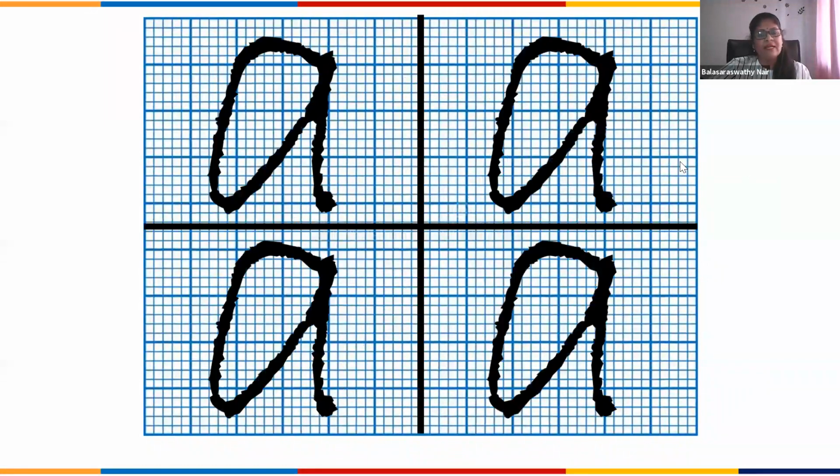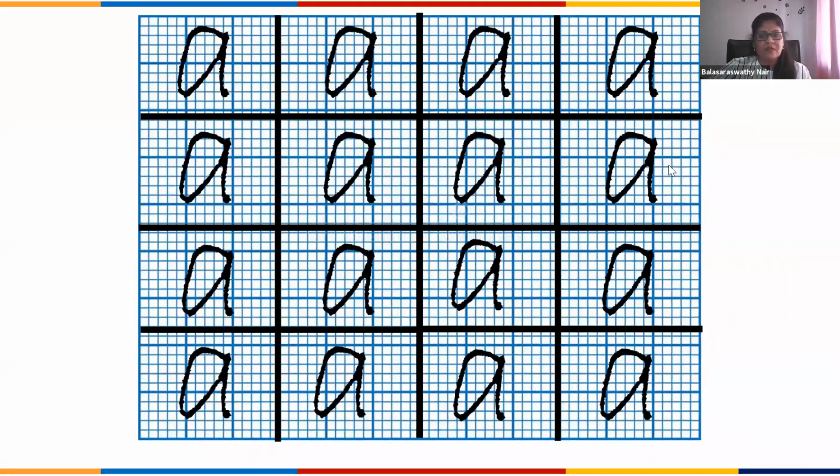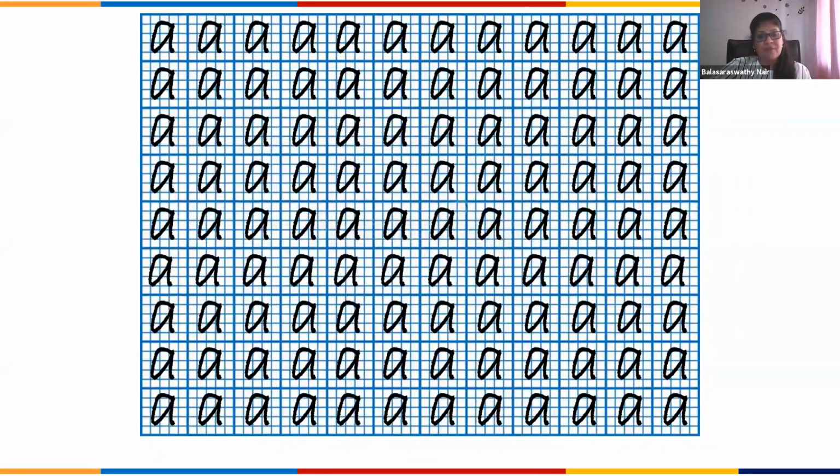Step 2, divide the graph paper into 4 and again ask the child to write there. Again, divide it into further boxes. Now what's happening? You are minimizing the size of the alphabet using a graph paper. This practice, which I have been doing with kids, has helped my kids improve their alphabet writing and word writing also. You can do the same thing.